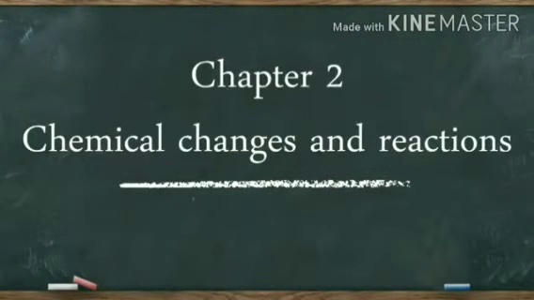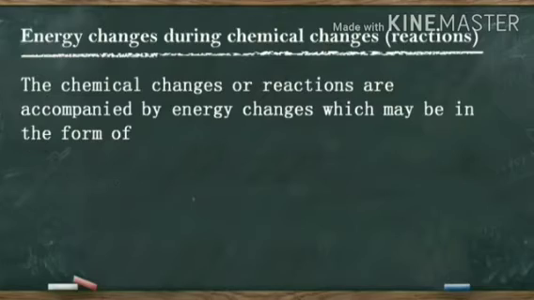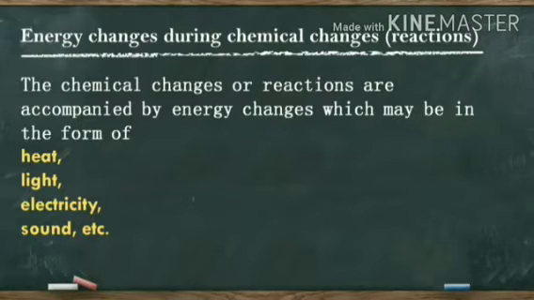We were studying chapter number 2, that is chemical changes and reactions. As we know, chemical changes or reactions are always accompanied by energy changes, which may be in the form of heat, light, electricity, sound, and work, etc. So in this video, today we'll study the types of chemical reactions on the basis of energy change.